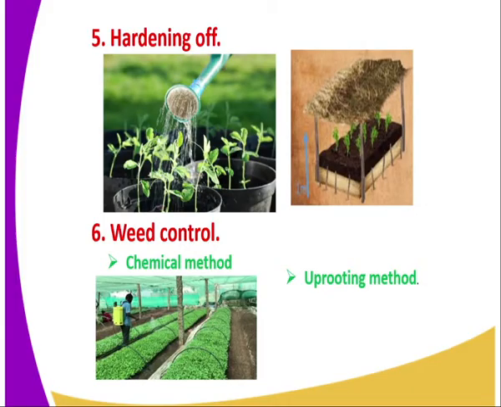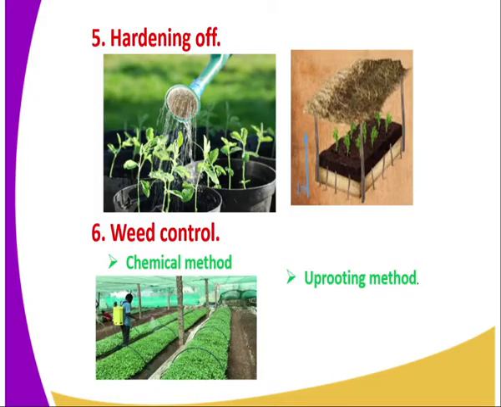Then we have weed control. Weed control means that you are getting rid of the weeds which are growing in the nursery bed, because the weeds normally impose a lot of competition for the available nutrients in the soil as they compete with the seedlings which are raised by the farmer.